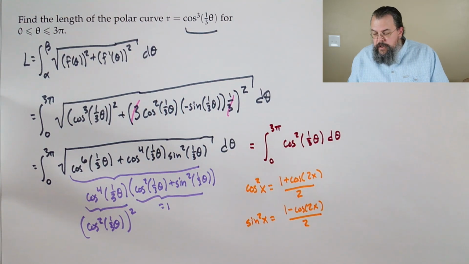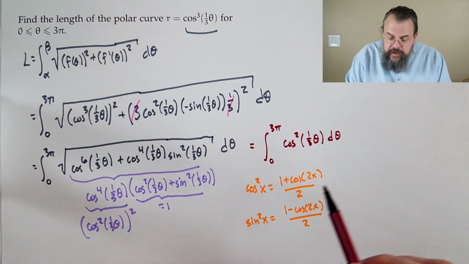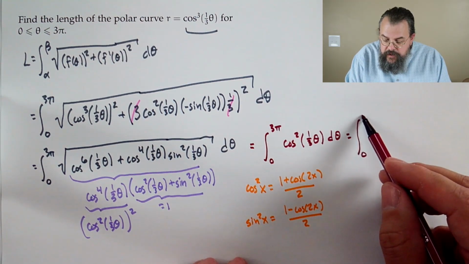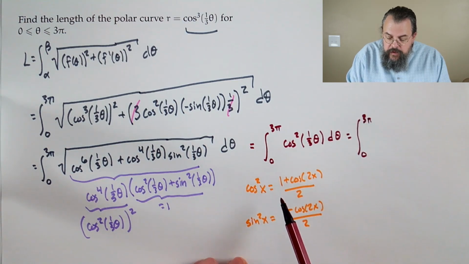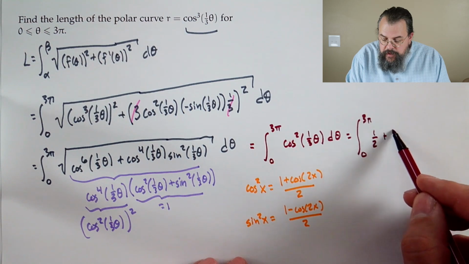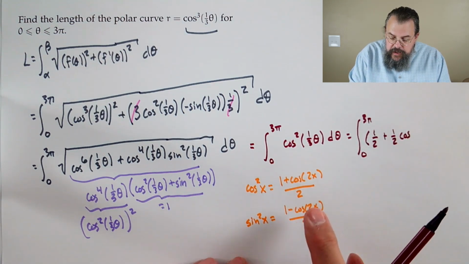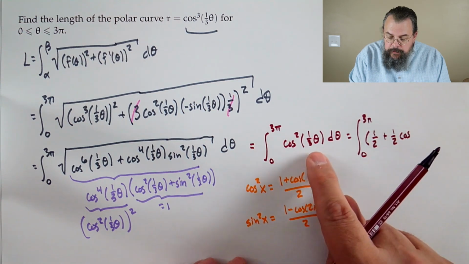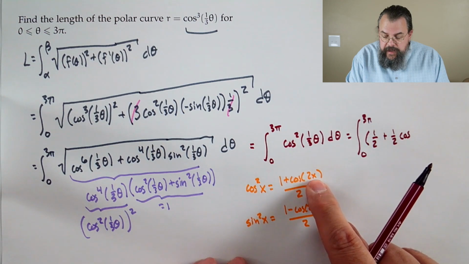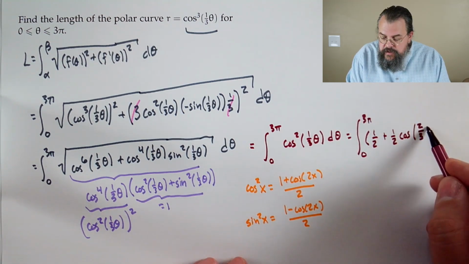So there we go. And now we say perfect. We'll use our identity here. So this would become the integral from 0 to 3 pi. So we have 1 over 2. I'm going to write that as 1/2 plus 1/2 cosine of, now let's be careful here. Currently we have 1/3 theta as x. So we want to make it 2x. So it'll be cosine of 2/3 theta.